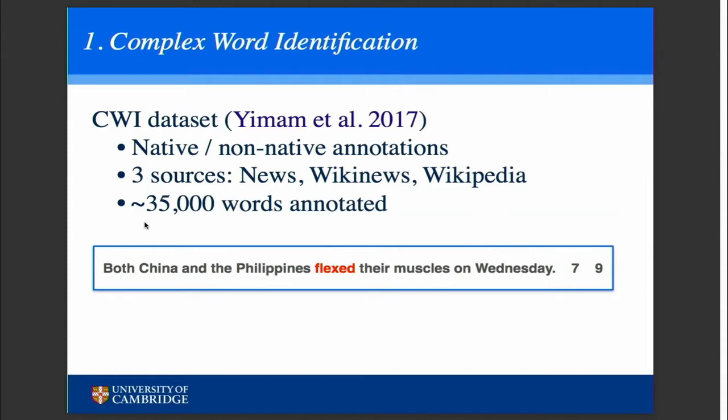So if we actually look at this example, we see that for the word flexed within the context of this sentence, 7 native speakers of English out of 10 have said, yes, this is a complex word, and 9 non-native out of 10. So there's quite high agreement here that flexed within this context would be a word that's difficult to understand.